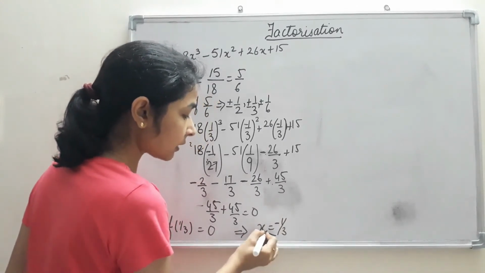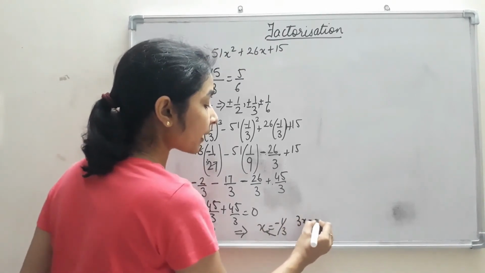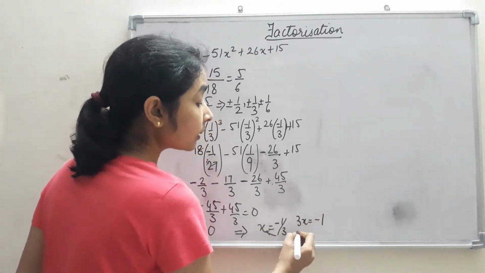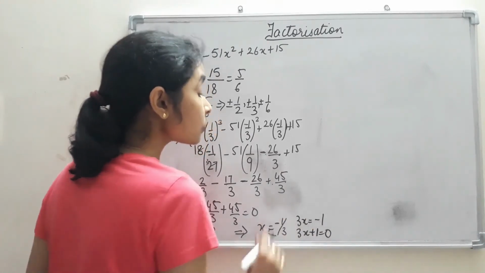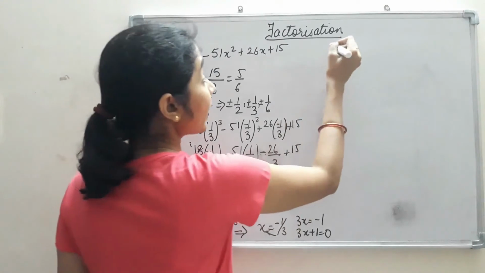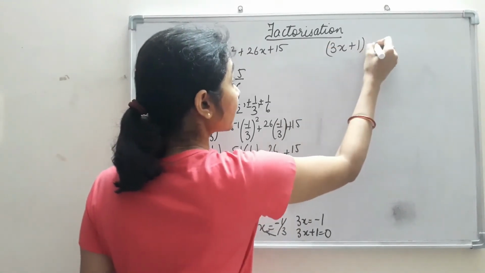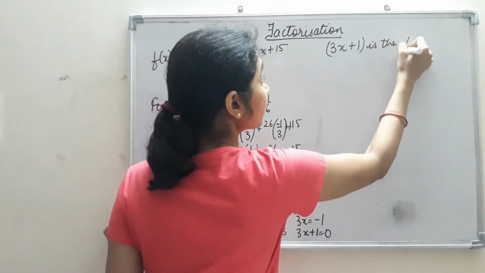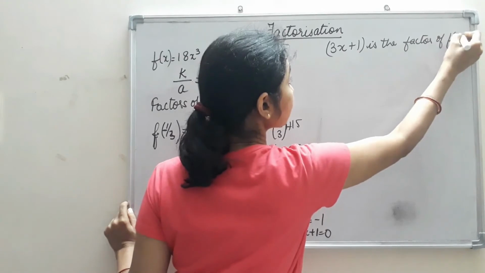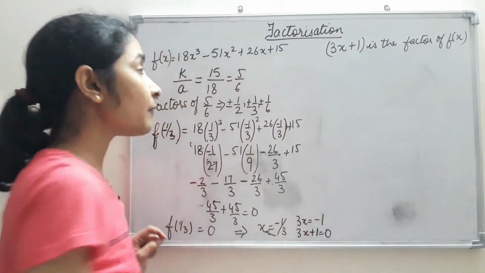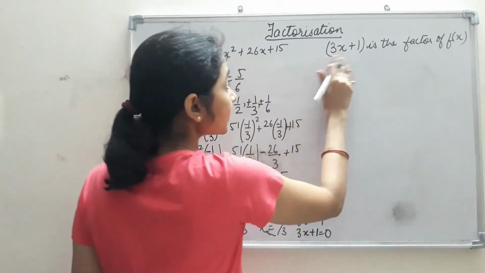Okay, if I cross multiply this here, what do I get? 3x is equal to minus 1. Therefore, 3x plus 1 is equal to 0. So, we can say that 3x plus 1 is a factor of f(x). Okay, now if it is a factor, then we can divide the whole polynomial by this 3x plus 1.